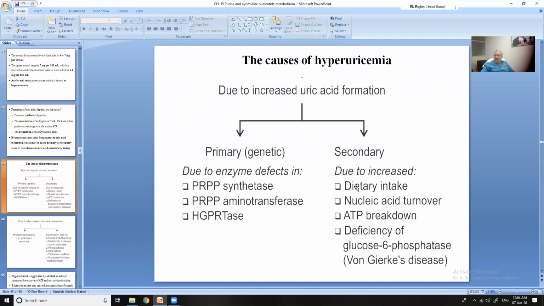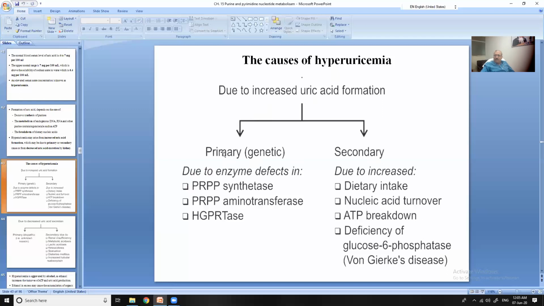And secondary causes: dietary intake. You are taking more and more nucleic acid in your diet. Nucleic acid turnover: if less are utilized in the DNA formation, more are available for the uric acid formation. ATP breakdown, and deficiency of glucose 6-phosphatase. It is Von Gierke's disease. I will be telling you in the next few slides. So these are the causes of increased uric acid condition or hyperuricemia.